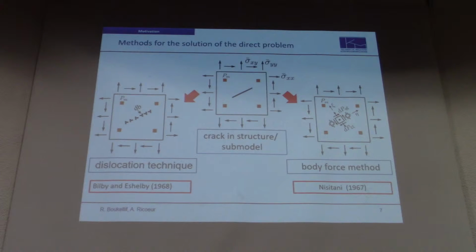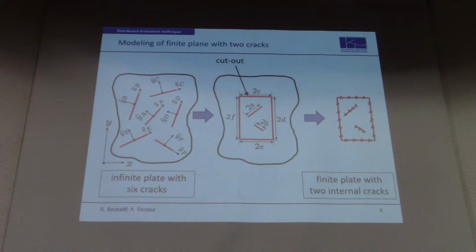Now I come to the methods for the solution of the direct problem. The picture in the middle shows a crack in a structure or a submodel. To calculate the strain or the stress at arbitrary points, we have used 2 similar methods. The first one is the pseudo-force method, and the second one is the dislocation technique. By the pseudo-force method, the crack is replaced by distributed body forces, and by the dislocation technique, the crack is replaced by distributed dislocations. We continue with the dislocation technique to model, for example, a finite plate with 2 cracks.